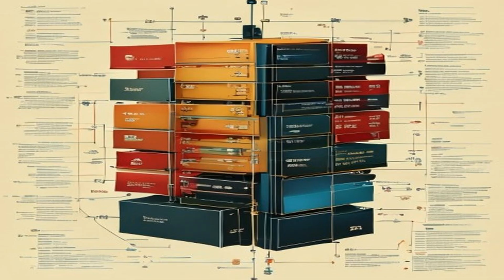Every operating system has its own native file system. Windows uses NTFS, modern macOS uses APFS, and Linux typically uses Extension 4, but they all serve the same fundamental purpose, turning raw storage into an organized, searchable, and reliable data repository.